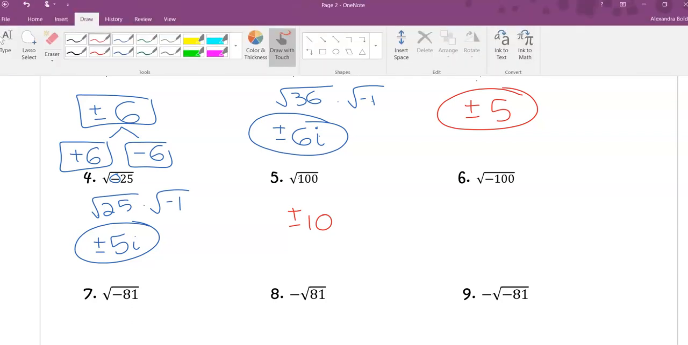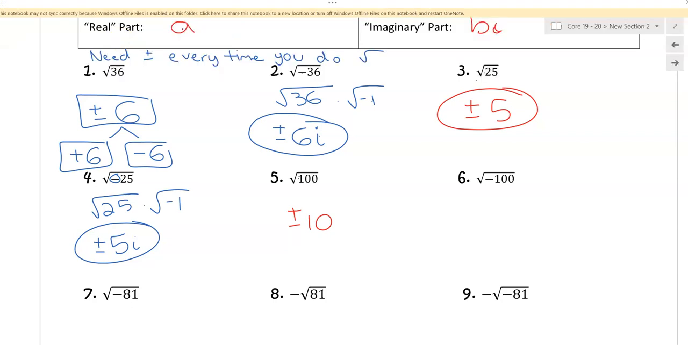Number 6, same thing we've seen already, right? We have a negative, so we have to split it up. So we have 100 times the square root of negative 1. Well, the square root of 100 is plus or minus 10. The square root of negative 1 is i.